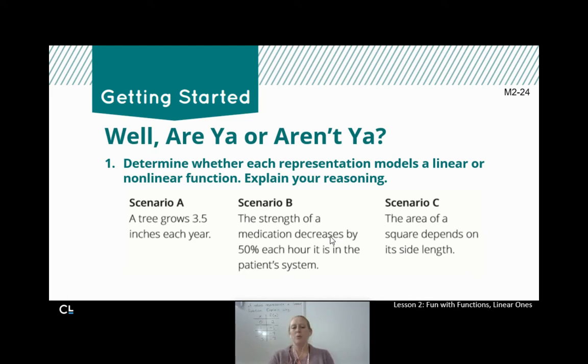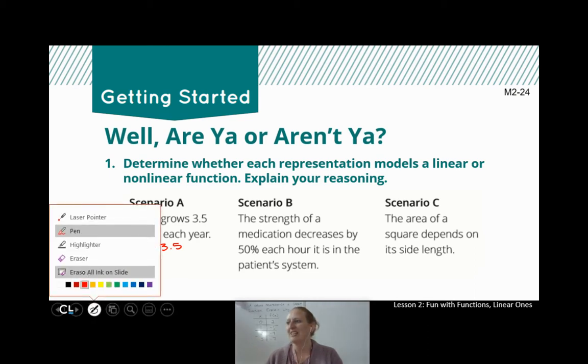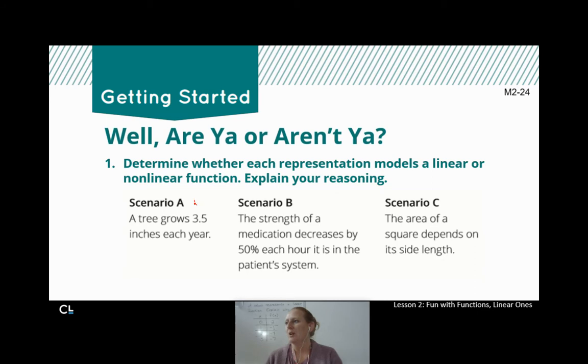So the scenarios are probably the most difficult ones. So we're going to start off with the scenarios. Scenario A, a tree grows 3.5 inches each year. So I'm like, all right, well, that means I'm adding 3.5 every year. That feels pretty linear to me. In fact, here, I'm going to erase that because that's going to be in the way. So I'm adding 3.5 inches every year. If it's adding every year, that feels like an arithmetic sequence. That feels like a linear function.